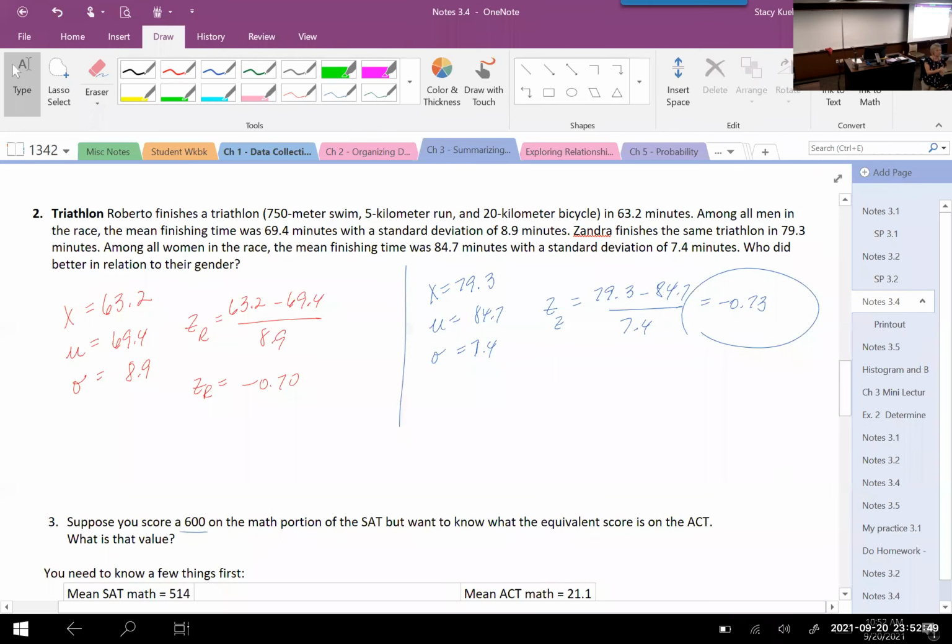Yes, and that's a good question, because remember that with z-scores is when we are going to have negative values versus positive values, because it's telling me how far I am away from the mean and in what direction. So in this particular case, Roberto was 0.7 standard deviations below the mean. Right, that's what the negative sign implies.